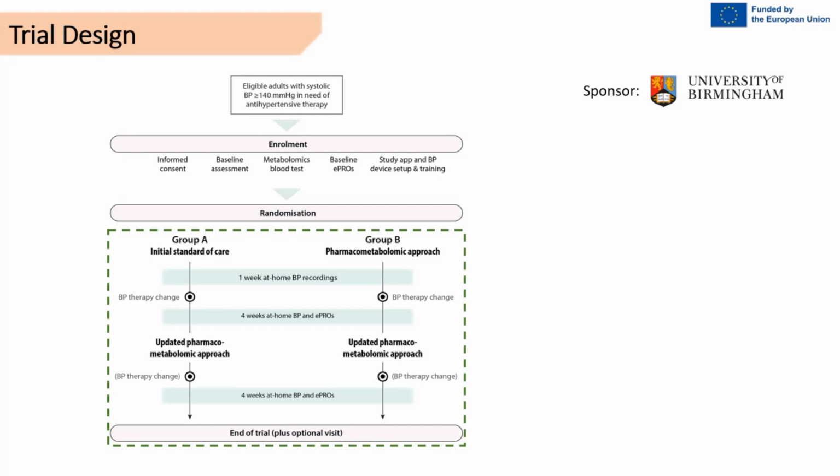The pharmacometabolic approach is planned to be iterated and refined during the trial, with all participants then subsequently having their medication class re-reviewed, so this time with all investigators or clinicians having that additional information from the pharmacometabolic approach. The participants are then asked to complete a further 4 weeks of at-home blood pressure recordings and then a final set of questionnaires. There's then an optional end-of-trial visit where participants may come back in and provide a further blood sample for metabolomics so that we can compare pre and post-treatment.